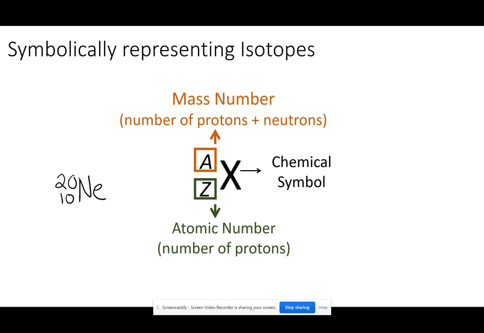There are lots and lots of questions I can ask about this symbol. I could ask you, what's the chemical symbol? I could ask you, how many protons does it have? I could ask you, how many neutrons does it have? So take just a second, look through this information, and see if you can determine how many neutrons are in this isotope of neon.